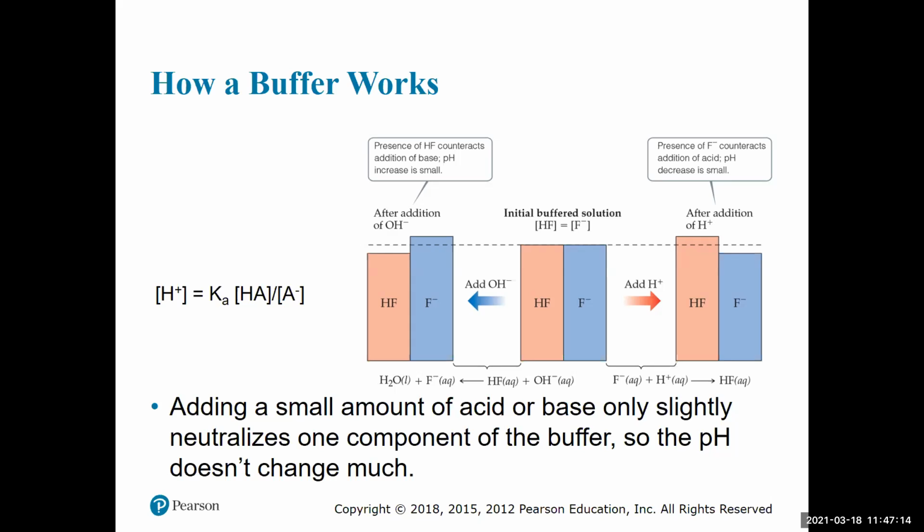So at the bottom, as it says here, you're neutralizing a little bit of one of these, depending upon if it's acid or base. So the pH doesn't change much. That's the key phrase there. Like I said, it's not saying there is no pH change. It's just usually pretty small to the point where people don't worry about it. And that's the idea behind the buffer.